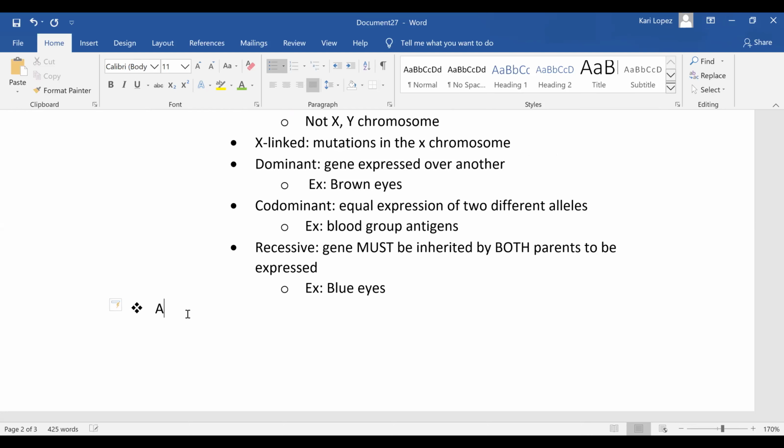So example 1 is autosomal dominant. And in this case, a single gene induces a phenotype. Oh, let me go ahead and put in the genotype now. I think I can do genotype before I do these.